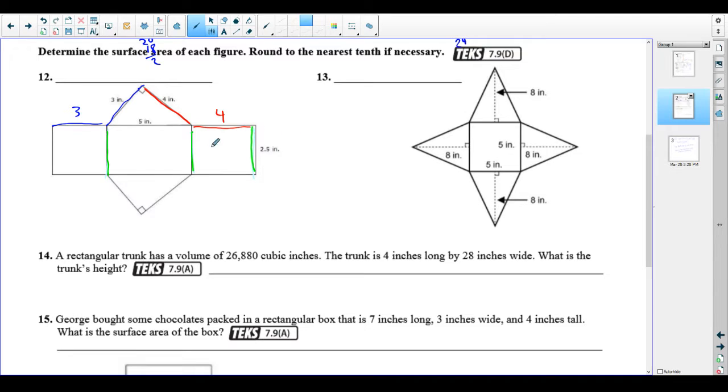So if I want to find this rectangle here, it would be 4 times 2.5, which is 10. This middle one is 5 times 2.5, which is 12.5. And then 3 times 2.5 is 7.5.